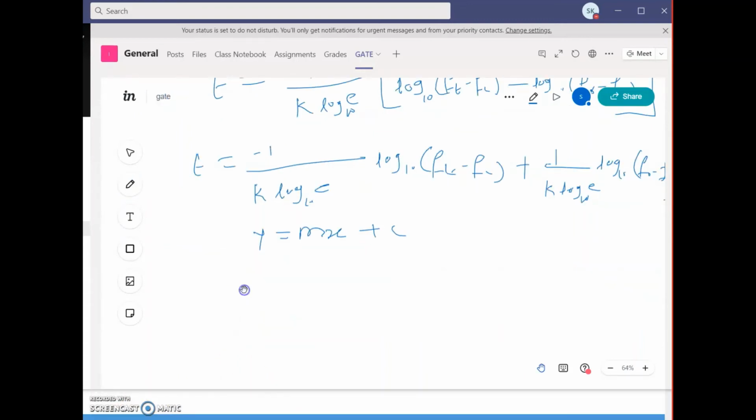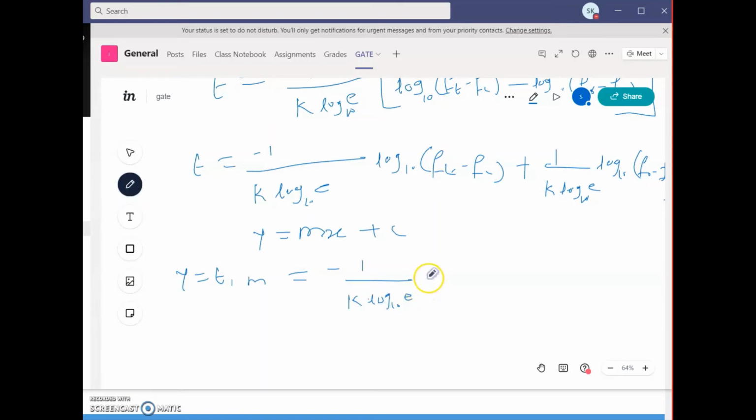So up to here we have discussed that we can compare the equation of the straight line, y is equal to mx plus c, with this particular equation, which is also the equation of a straight line. So what can be the parameters if we compare both the equations together? We can get y is equal to ft, and m is equal to minus 1 by k log e to the base 10.